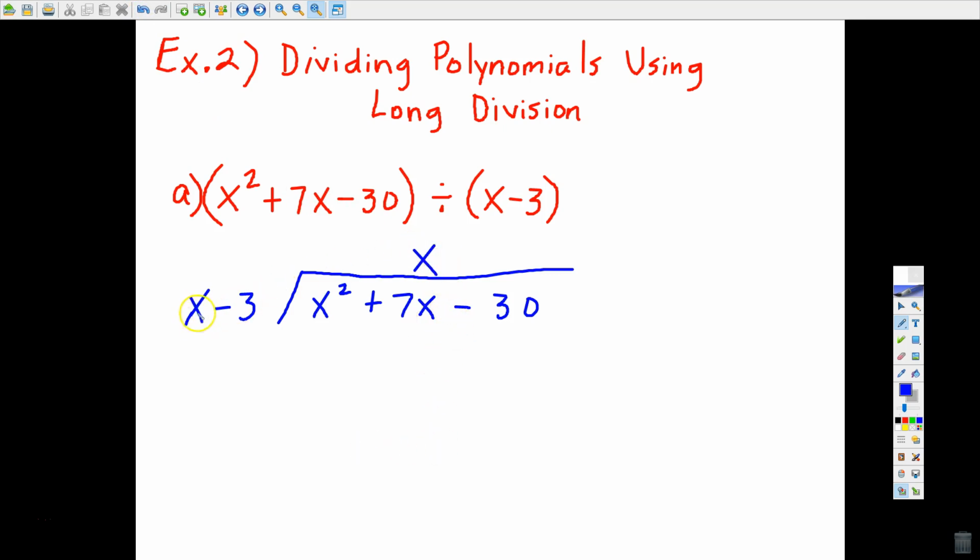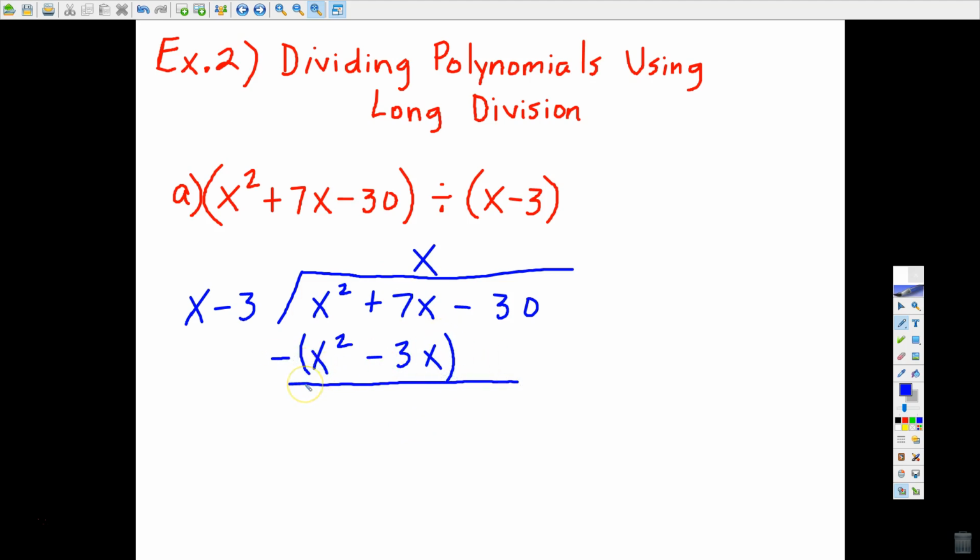Now that I've figured out that x goes into x squared x times, I'm going to multiply x. It's really like doing this. I'm going to multiply x times both of these terms in this binomial. Okay, so when I do x times x, I get x squared, and when I do x times negative 3, I get negative 3x.